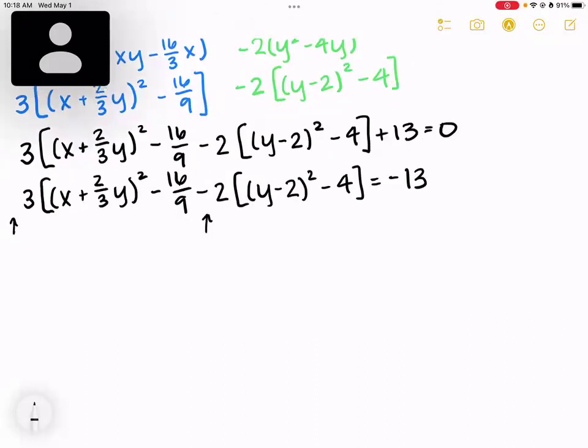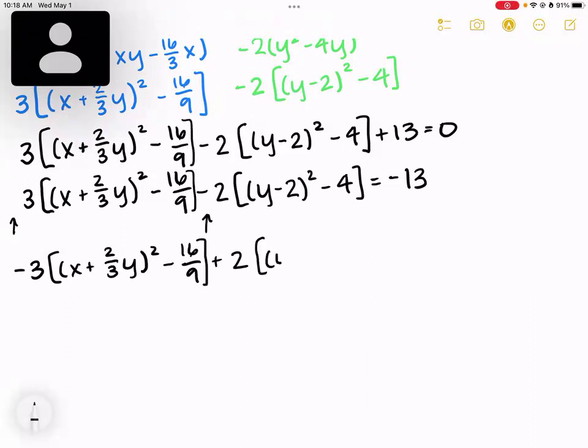So now we will have a -3 and a +2. Oops, actually having brackets would be helpful. Perfect. Now that we've done that, we can identify the center and we can find A and B.